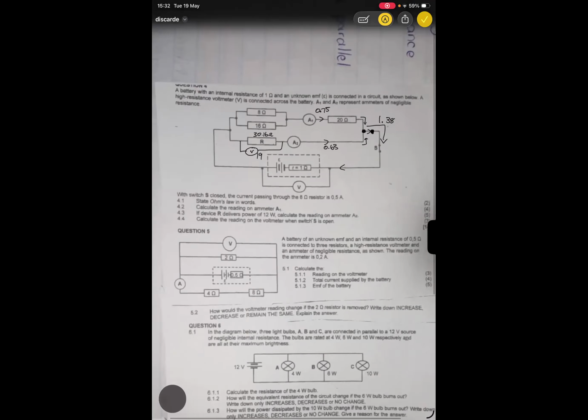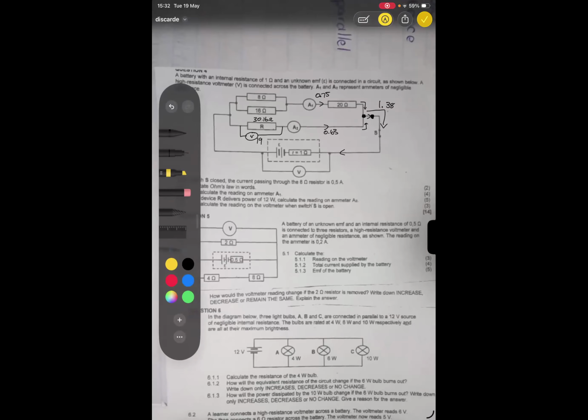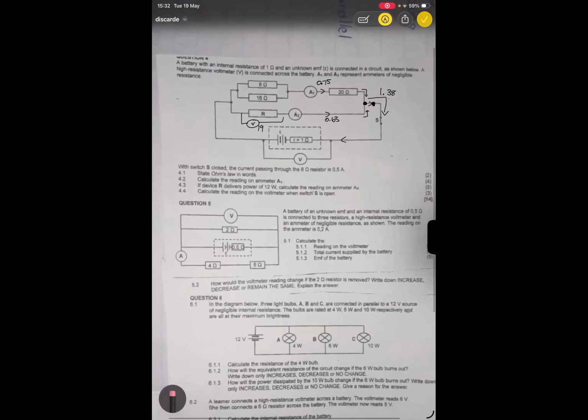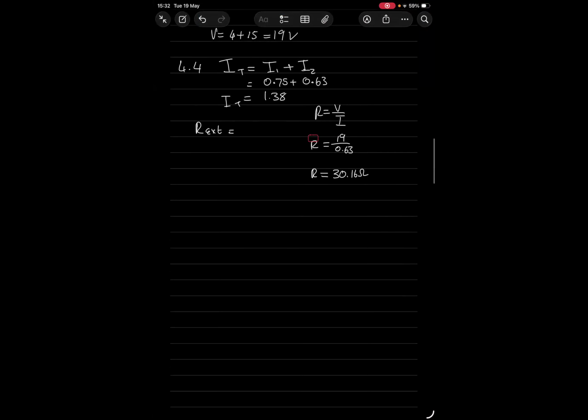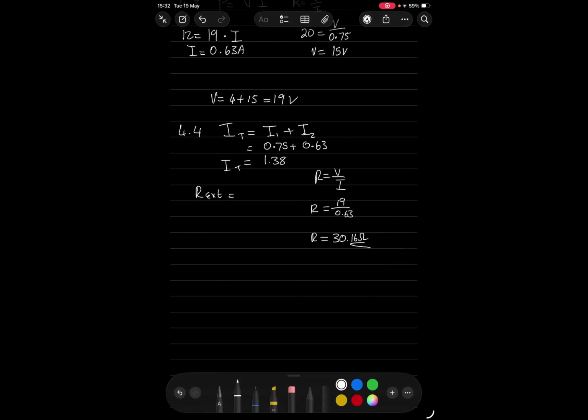Oh, there's an easy way of doing this, guys. There's no need for us to use this resistance. That's a long way. There's an easy way. I can see it's 3 marks there, but how we do it, it's unnecessary. So let's avoid an unnecessary thing. So we have 1.38, right?